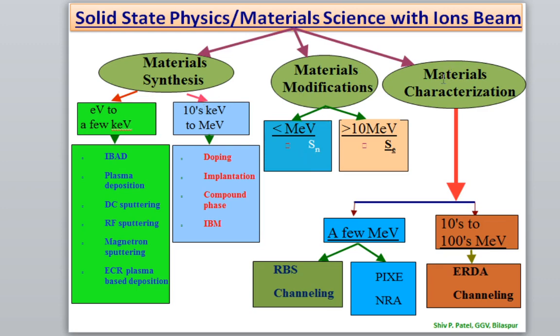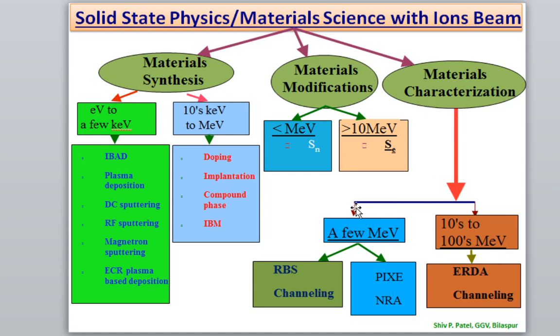And similarly, one can use ion beams for material characterization. Let us say you have designed and synthesized some material. How can one characterize whether that material is really good or bad, that device is good or bad? That characterization can be done by using heavy ion beams, by using an accelerator, again depending upon the energy of the ions.